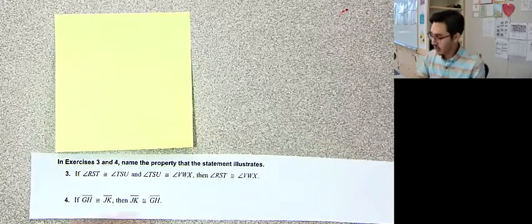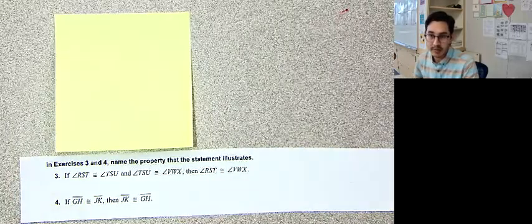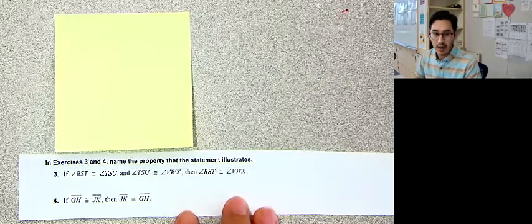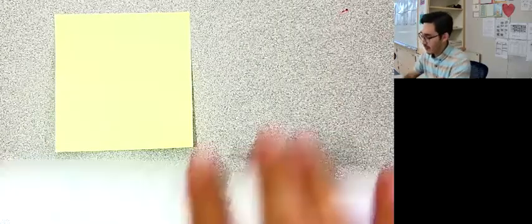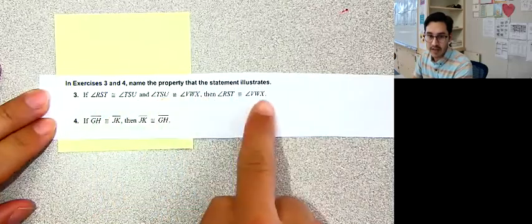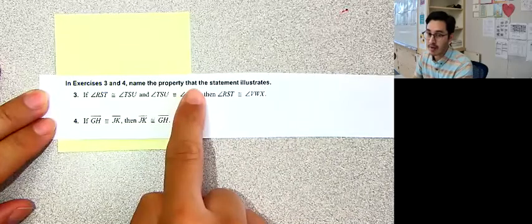Hey, welcome back. We're going to look at problems 3 and 4 here in these worked examples. What we're doing here is our first geometric proofs. Questions 3 and 4 are showing us some statements about angles and then some statements about segments and asking us to name the property.